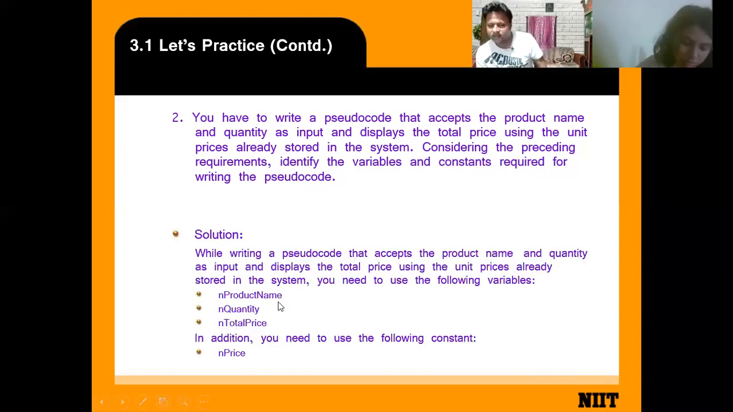So see that here the variable is what? The product name is a variable, quantity is a variable, total price is a variable.